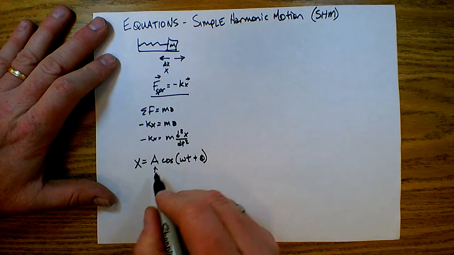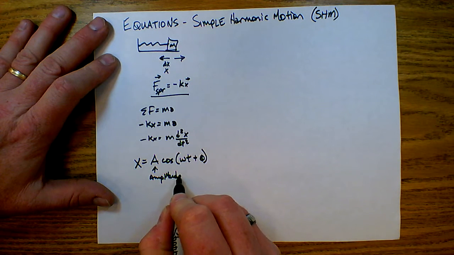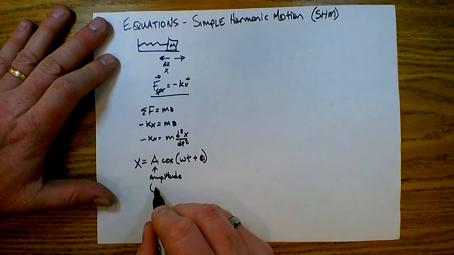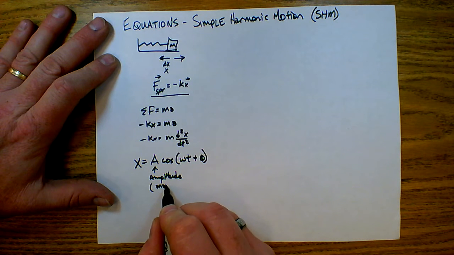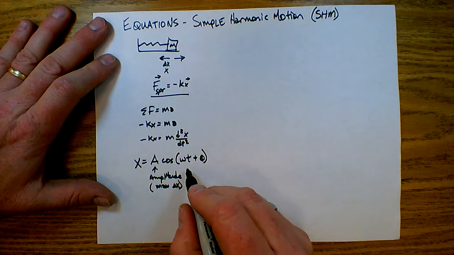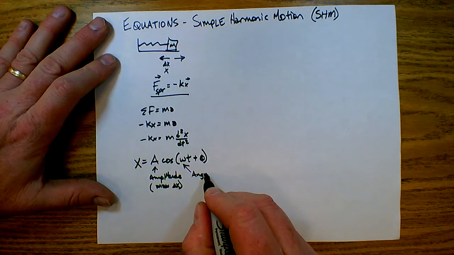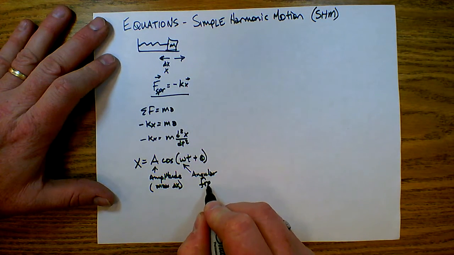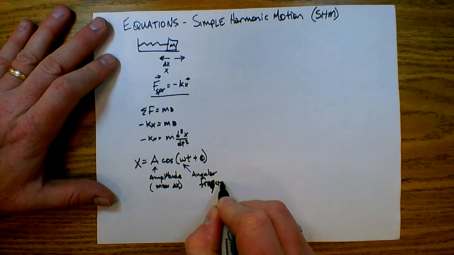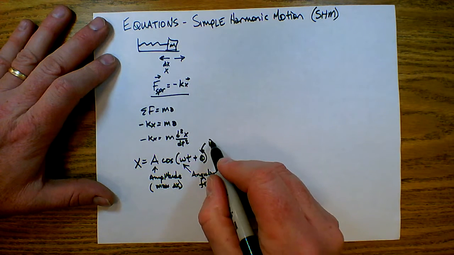In this, the amplitude is A. Amplitude means the maximum displacement, so the maximum delta x, the maximum displacement from the equilibrium position. Omega is what we call the angular frequency. And phi here is the phase shift.